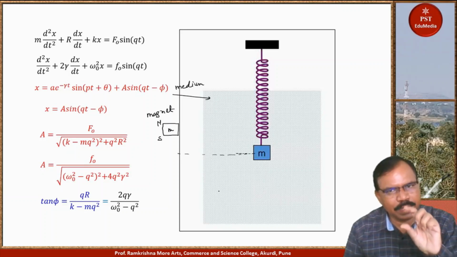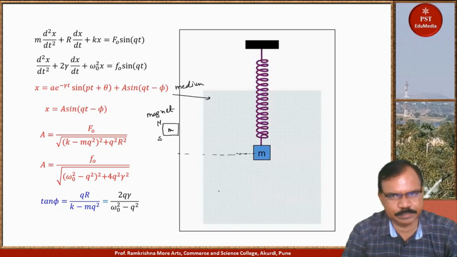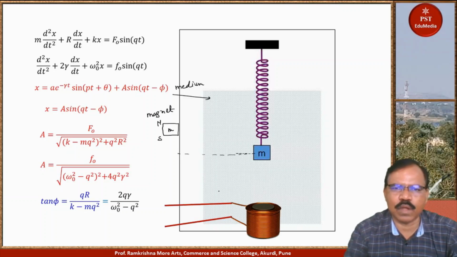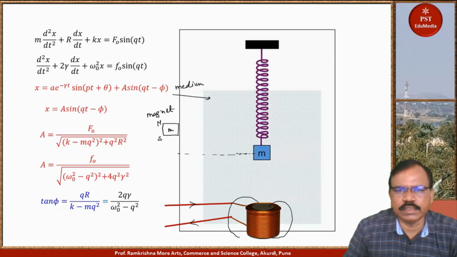So here I have taken mass as a magnet. Some magnet. Lower pole is, suppose, S pole, upper pole is N pole. And suppose we take a coil here. And we know if we pass current through the coil, what happens? A magnetic field is induced in the coil, like this.